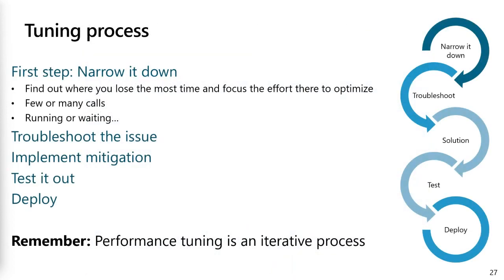Please also keep in mind the tuning process is an iterative process. In the first step, you focus on the first visible bottleneck, narrow it down by finding out where you lose the most time, and focus the effort there to optimize. Troubleshoot the issue, implement a mitigation, test it out in isolation, deploy and test it during the test run. Once this problem is solved, then focus on the next bottleneck.